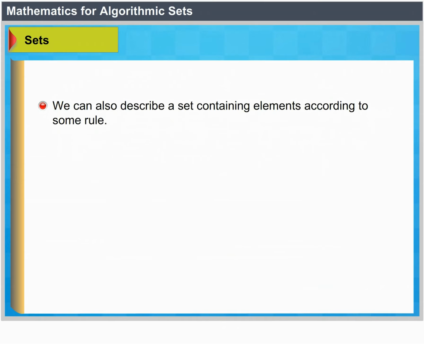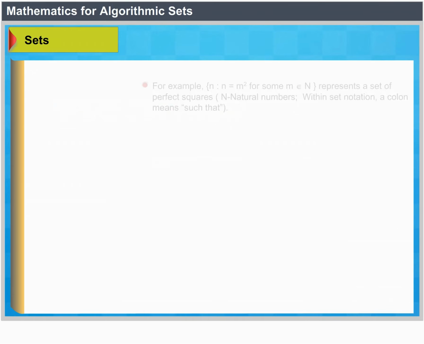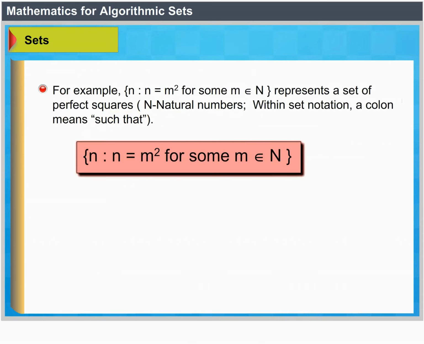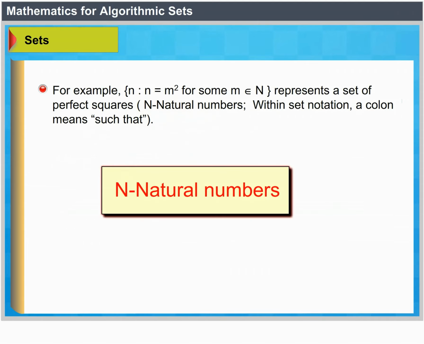We can write this in the below format. Within set symbol, n such that rule about n. For example, within set symbol, n such that n equal to m square for some m belongs to capital N. Here this set represents a set of perfect squares and capital N represents natural numbers. Within set notation, a colon indicates such that.